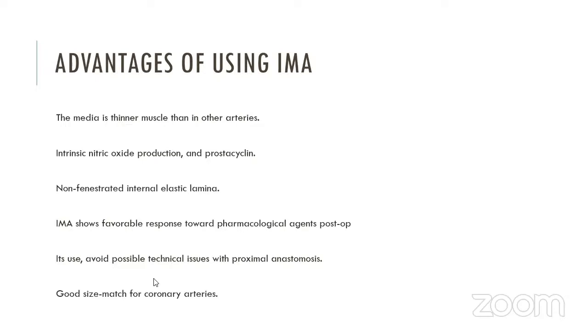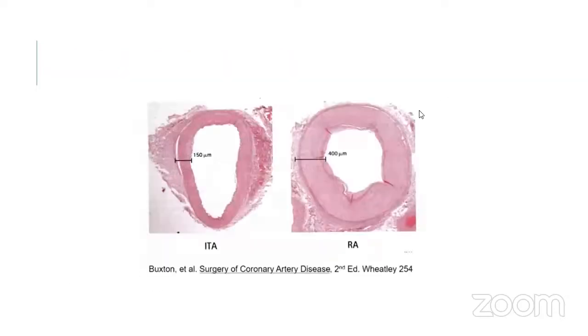Obviously, if you're using the saphenous, you have two anastomoses. This will double the rate of your problems. You need to anastomose proximally and distally. So with the LIMA, you only anastomose one side, which is the distal. This will cut down your complications to nearly half. So that's one advantage. And obviously, it has a good size match for the coronary arteries. This is to illustrate the media size, and it's clearly much thinner than the radial artery.